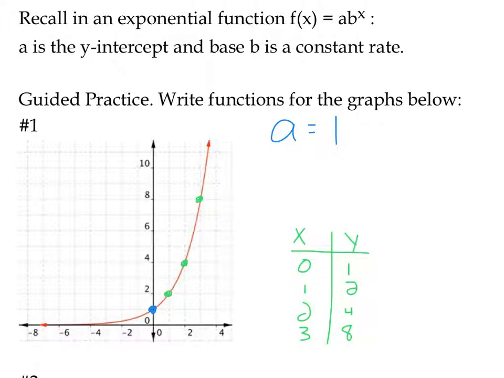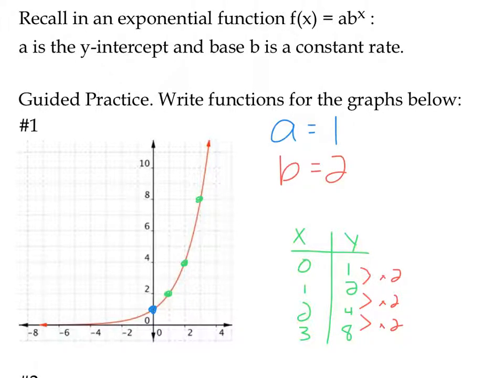Our b value is what the change is in each of those y values. How am I going from 1 to 2, then 2 to 4, then 4 to 8? It has to be the same thing where I can say we're adding 1. Yes, we can add 1 to go from 1 to 2. But then if I add 1, I don't get the next number, which is 4. So in this case, we want that constant change to be that I'm multiplying by 2 times 2 times 2, that means my b value is 2.